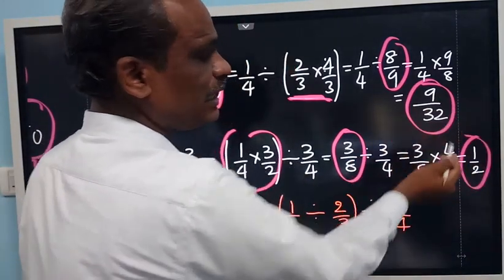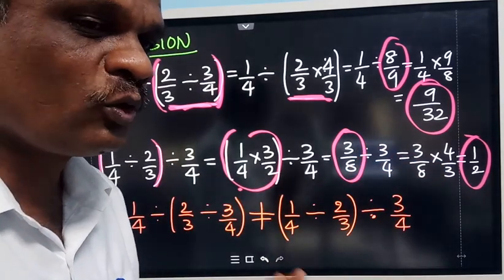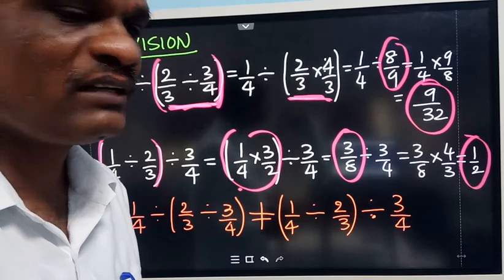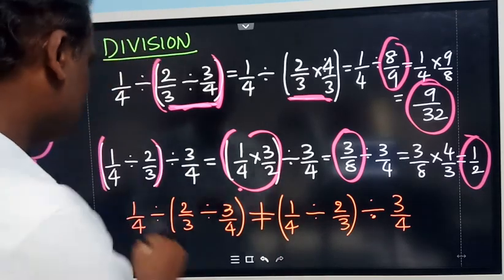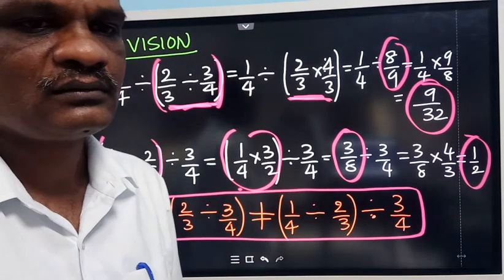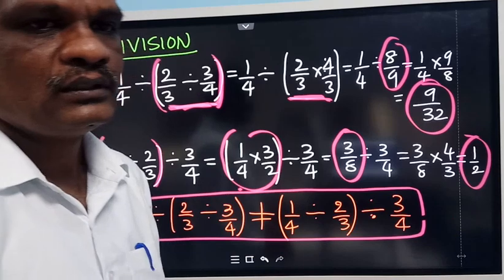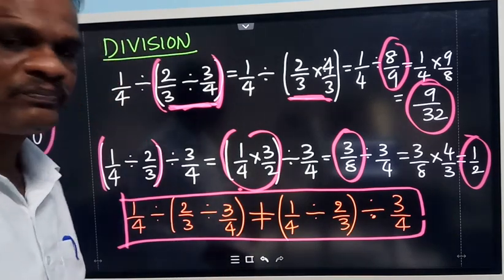Look at this. Here 9 by 32. In the second case 1 by 2. So therefore you cannot group the numbers in a different way under division also. So rational numbers are not associative under division. They are not associative under division. So now today I'll stop here.